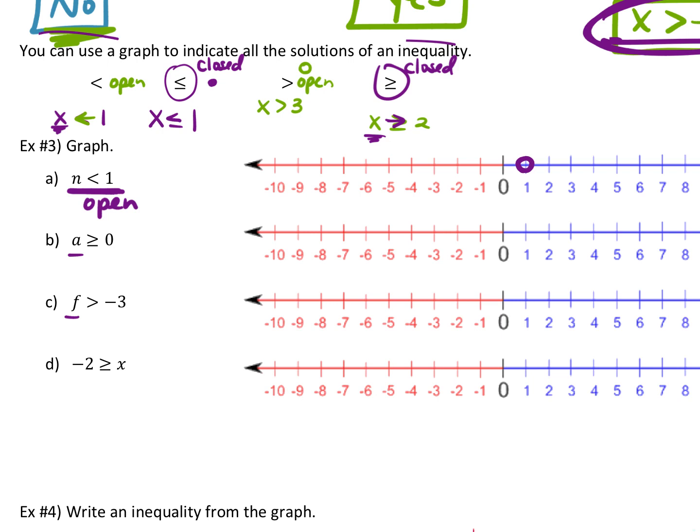Okay, so if n is less than 1, what direction is my arrow pointing? That one. To the left, right? Less than goes left if your variable is first. Now, this is important. If you put a line there without an arrow on the end of it, then you're telling me my answers stop there. The arrow says they keep going, and they should keep going, okay?